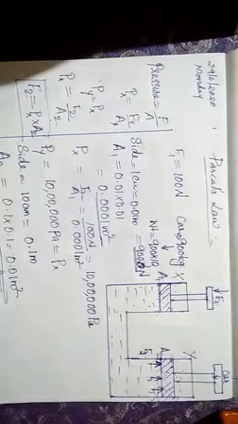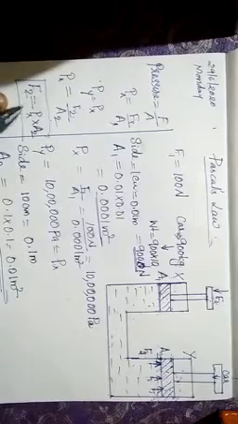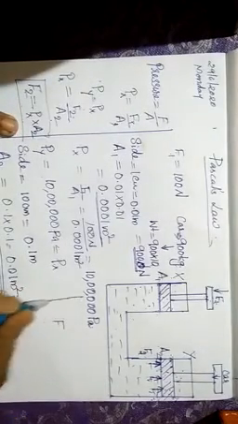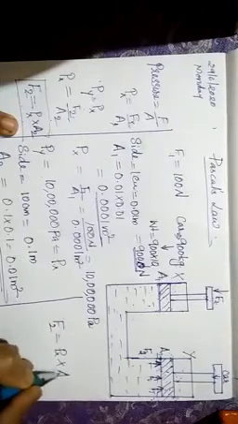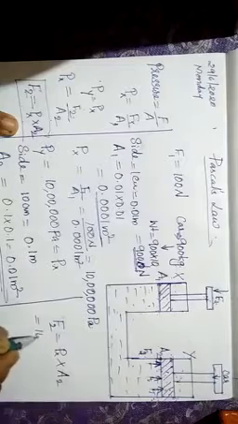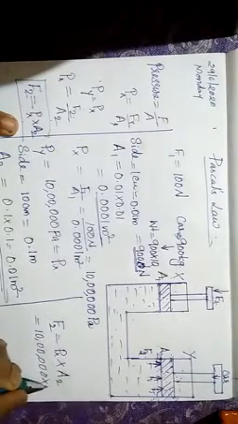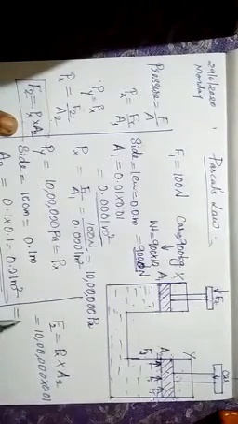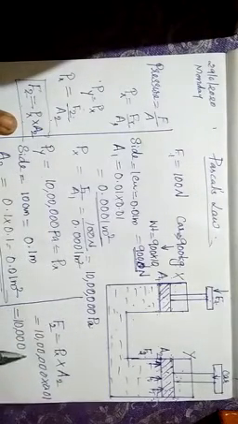So by knowing area A2 and the value of P of x, we can calculate F2 equal to P of x into A2. That is F2 is equal to P of x into A2. That equals 10 lakhs into 0.01. That's equal to 10,000. Now force, it is in Newton.